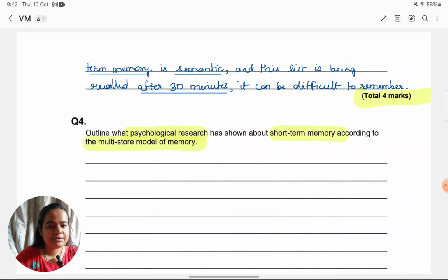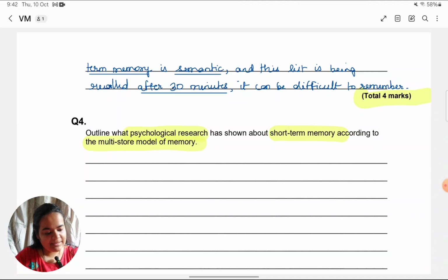There is so much research that you have learned in terms of capacity and duration of short-term memory. So you have learned Peterson and Peterson to see that it has about 18 seconds of duration. You have learned Miller's chunking concept, his research on chunking, to see that it can hold 7 plus or minus 2 items.